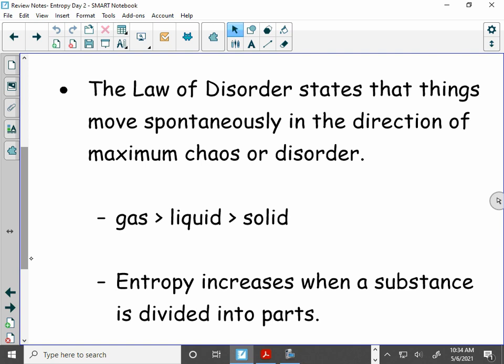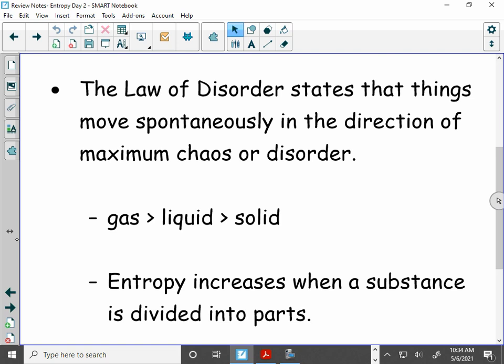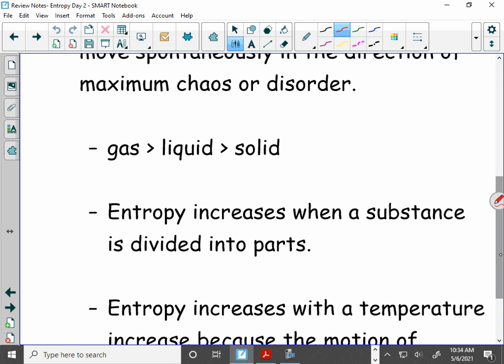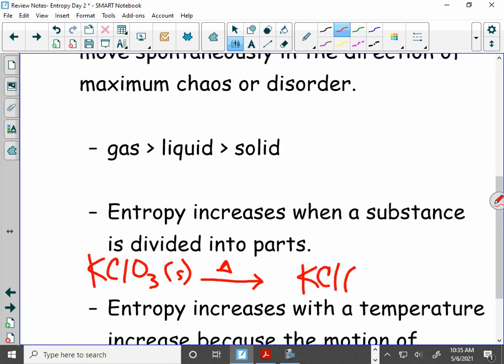Also, our entropy increases when we have a substance that is divided into its parts. So, for example, on that particular one, we dealt earlier in the year with potassium chlorate as a solid. We put that in a crucible, we heated it, correct? And we got KCl as a solid and oxygen gas given off.